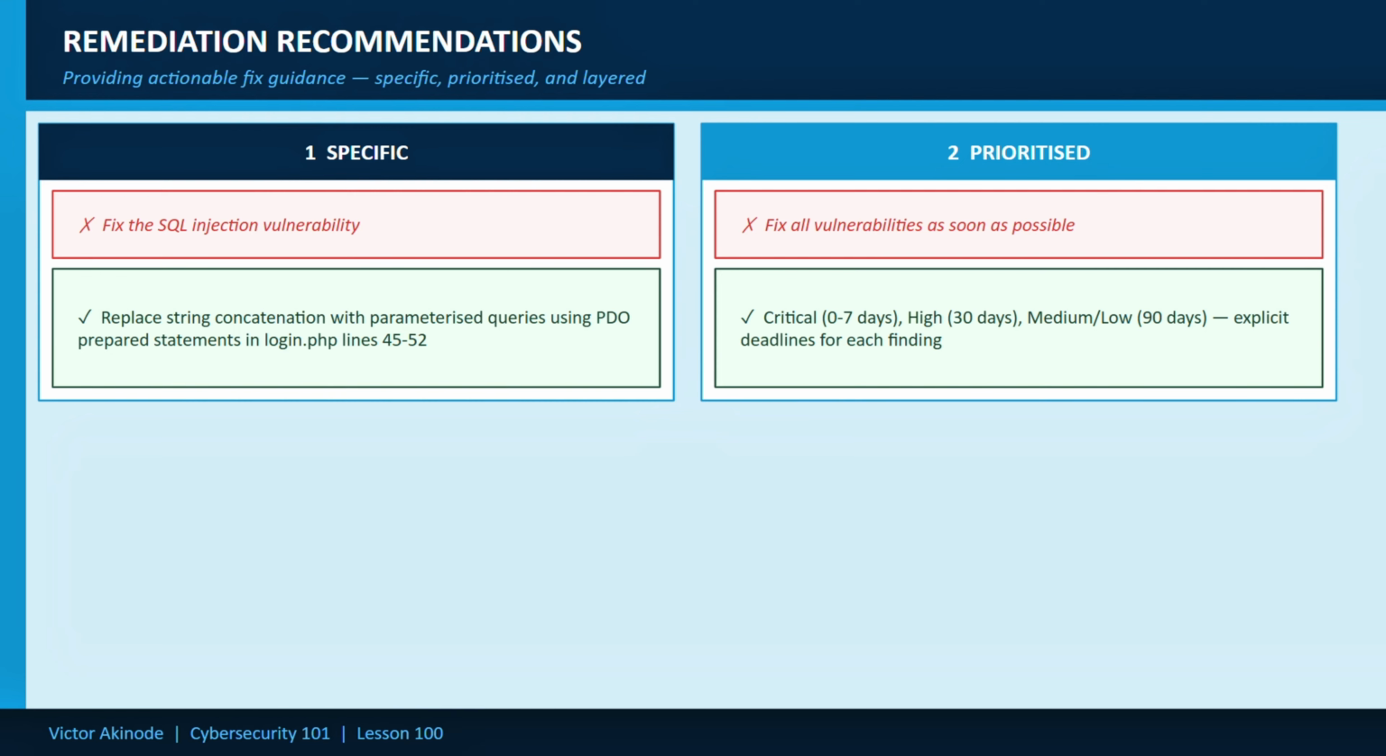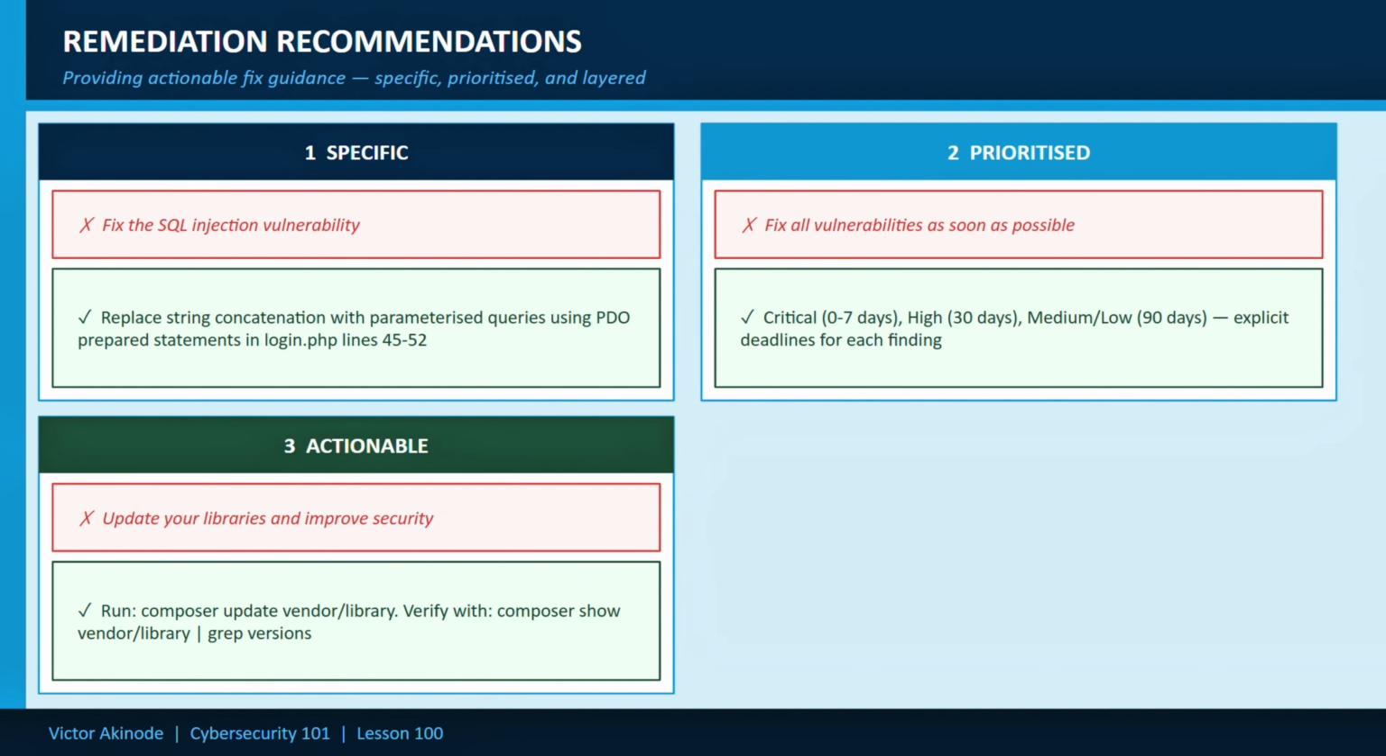That is, there must be immediate fixes in 0 to 7 days for critical internet-facing vulnerabilities, short-term fixes in 30 days for high-severity internal vulnerabilities, and long fixes in 90 days for medium and low-severity issues and architectural changes. The third one is that it must be actionable. This means you should provide exact commands, configuration changes, and code fixes. Also provide links to official documentation. Lastly, include verification steps to confirm the fix works.